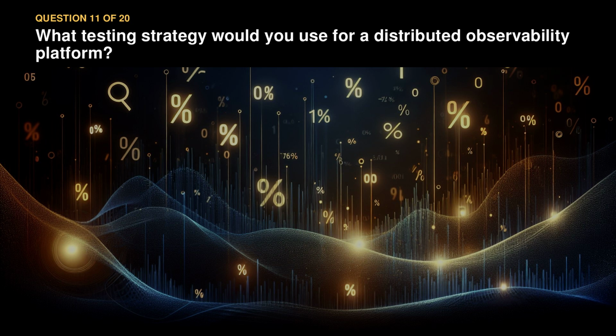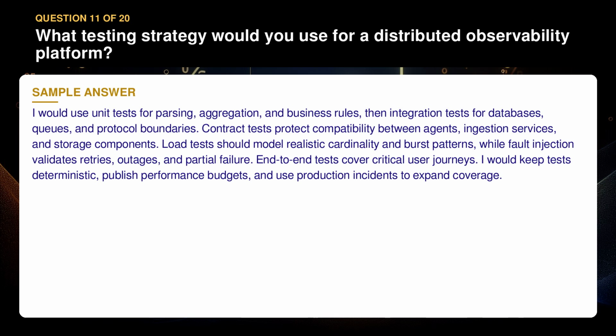Question 11. What testing strategy would you use for a distributed observability platform? I would use unit tests for parsing, aggregation, and business rules, then integration tests for databases, queues, and protocol boundaries. Contract tests protect compatibility between agents, ingestion services, and storage components. Load tests should model realistic cardinality and burst patterns, while fault injection validates retries, outages, and partial failure.